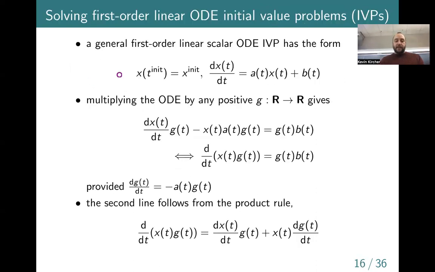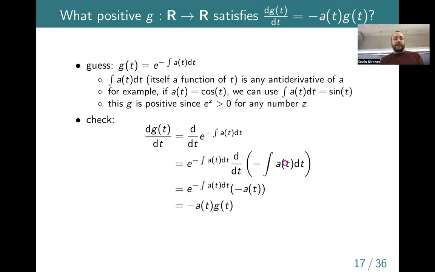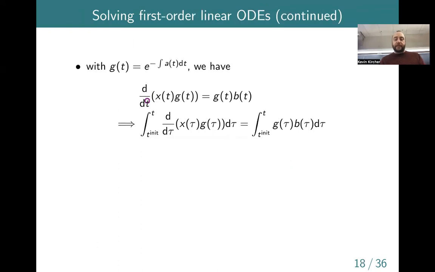So let's go back to the equation that we ended with on slide 16 here, and proceed from there to actually write down the solution of the differential equation. So this is that same equation. That's our starting point. On the left-hand side, we have the derivative of xg. On the right-hand side, we have gb. And we know what the value of g is.